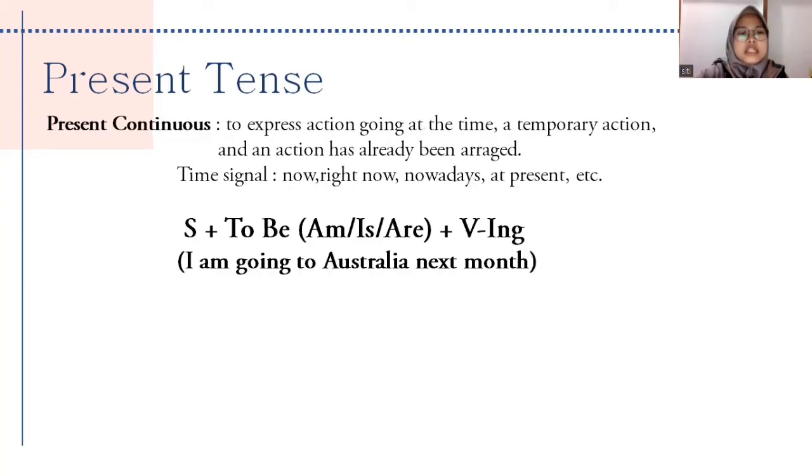And the second is present continuous. Present continuous is used to express an action going on at the time, a temporary action, and an action that has already been arranged. The time signal is now, right now, nowadays, at present, and etc. The form is subject, to be, such as am, is, are, and verb ing or present participle. For example, I am going to Australia next month.